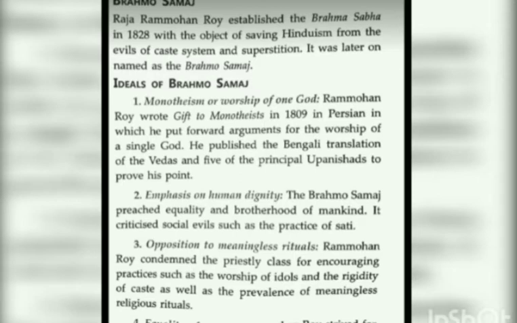Now we will study the ideals of Brahmo Samaj. Monotheism, or worship of one God. He wrote Gift to Monotheists in 1809. He published the Bengali translation of the Vedas and five of the principal Upanishads to prove this point.